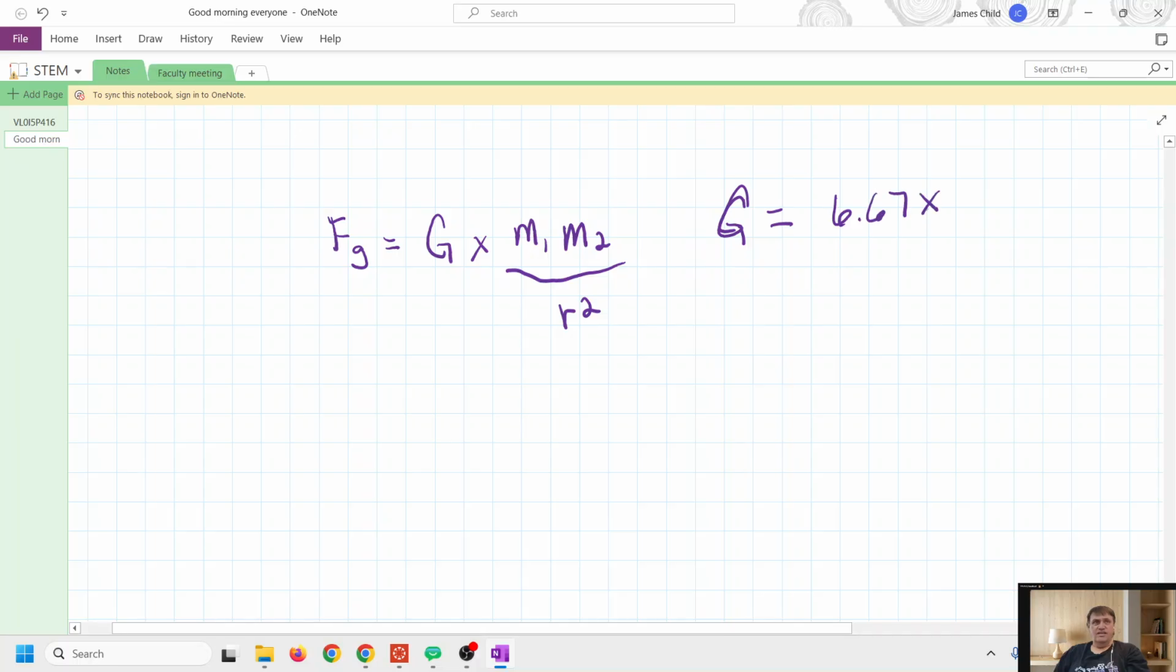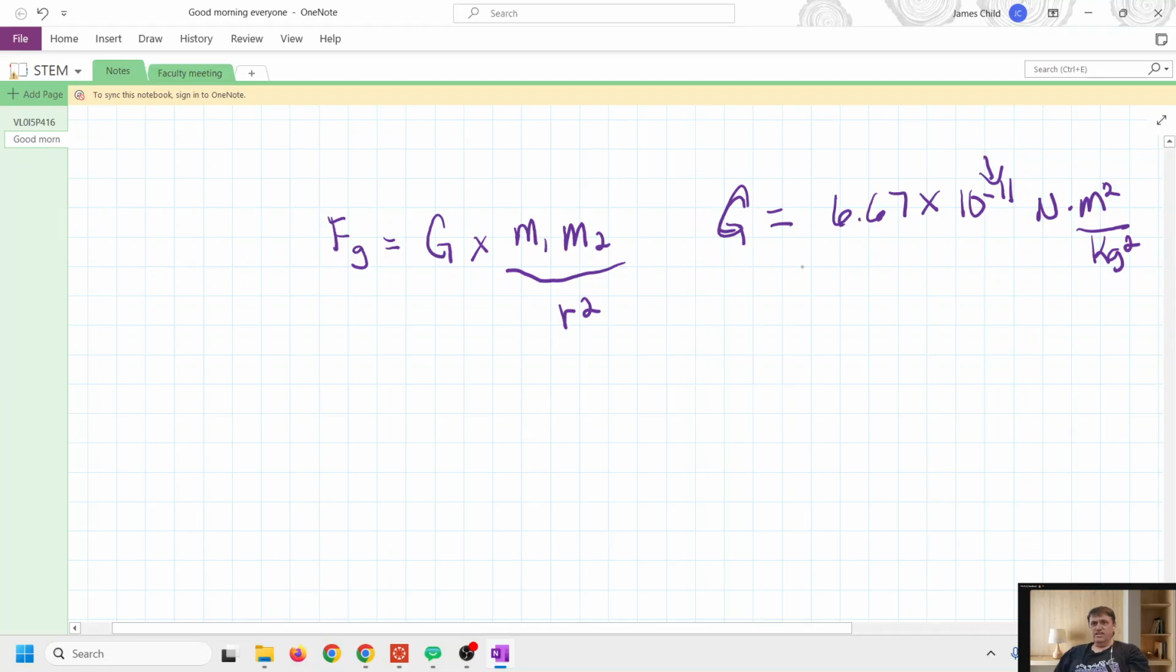6.67 times 10 to the negative 11, and it's newtons times meters squared over kilograms squared. That's its units, okay? Notice this negative 11 right here.